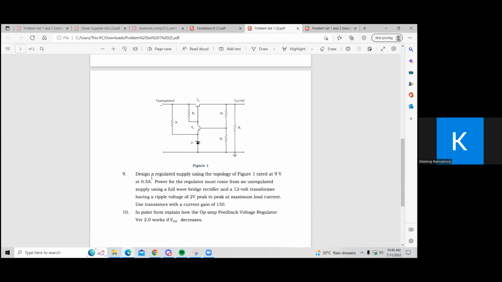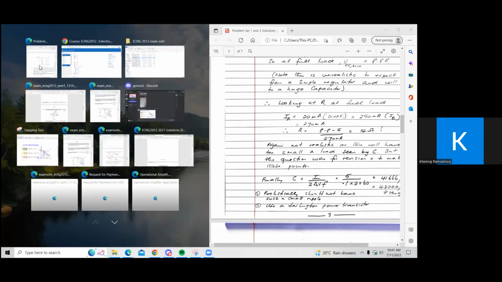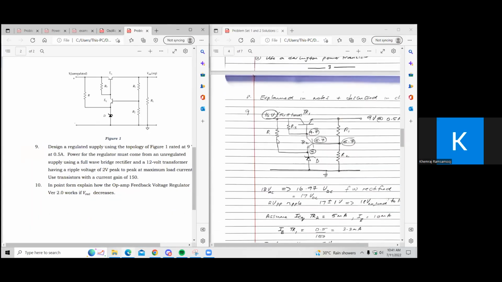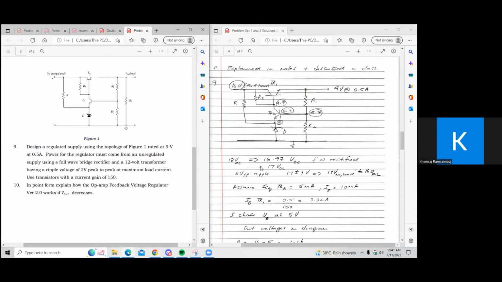Right. So they asked us to design a regulated supply using this circuit above, rated at 9 volts at 0.5 amps. They told us that we have to use a 12 volt transformer with 2 volts peak to peak ripple and a current gain of 150. Where did this 16.97 come from? 12, okay, the 12 volt transformer.